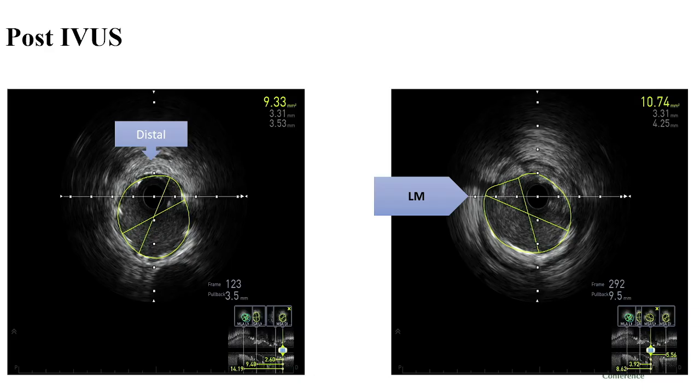This is the post-IVUS. This is the distal MSA. If you look at the MSA, it is 9.3. It's good. And at the left main, it is 10.4. And 7.4 MSA.